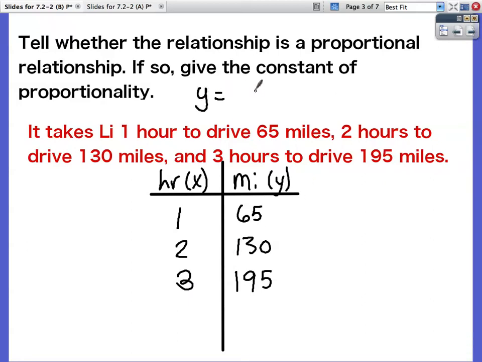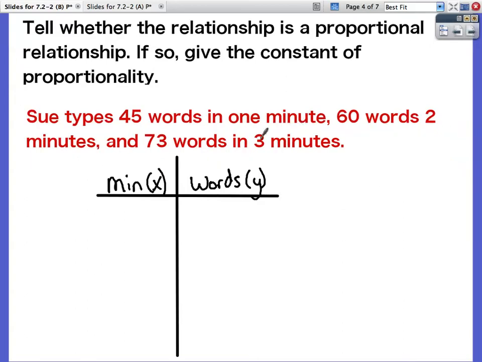Does Y equal something times X? What that something is, is our constant of proportionality. And if the rule is never broken, this relationship is a proportional relationship. So it looks like we're multiplying X by 65 because 1 times 65 is 65, 2 times 65 is 130, and 3 times 65 is 195. Because the rule is not broken, and we found the rule, it is a proportional relationship, and we know now that the constant of proportionality is 65. Let's do one more example.